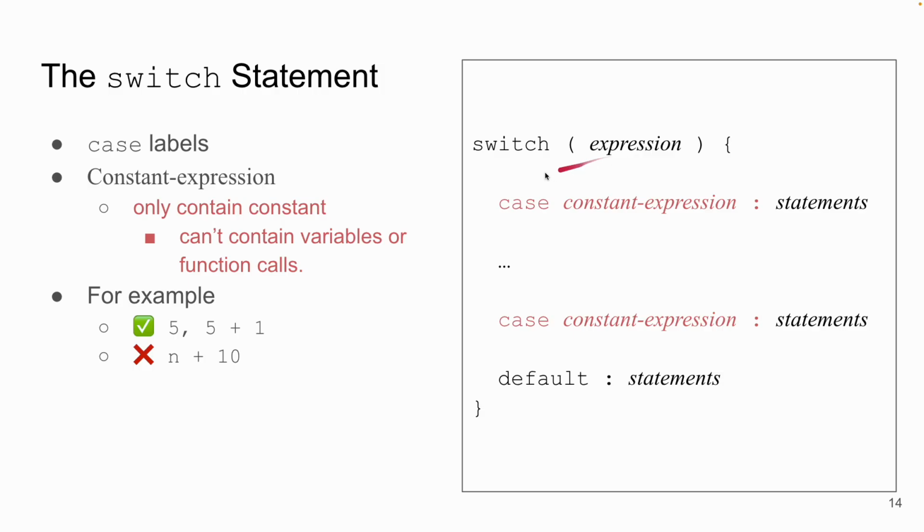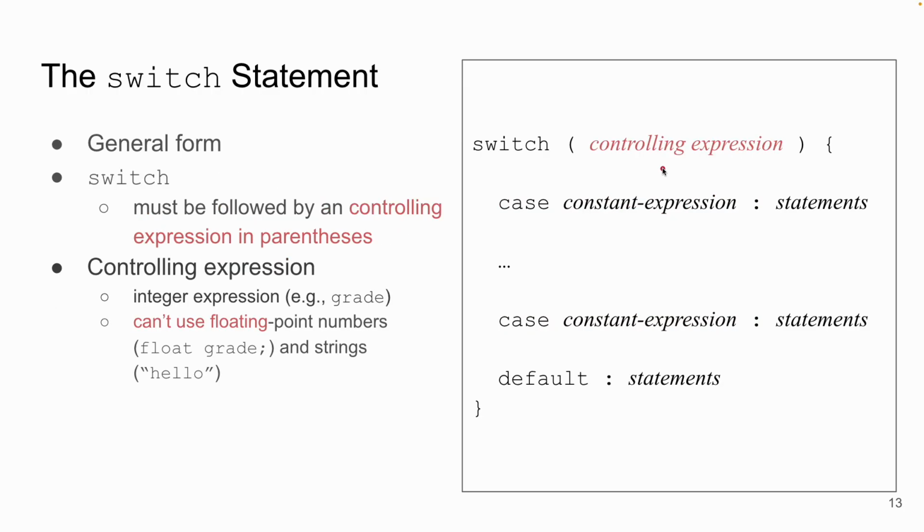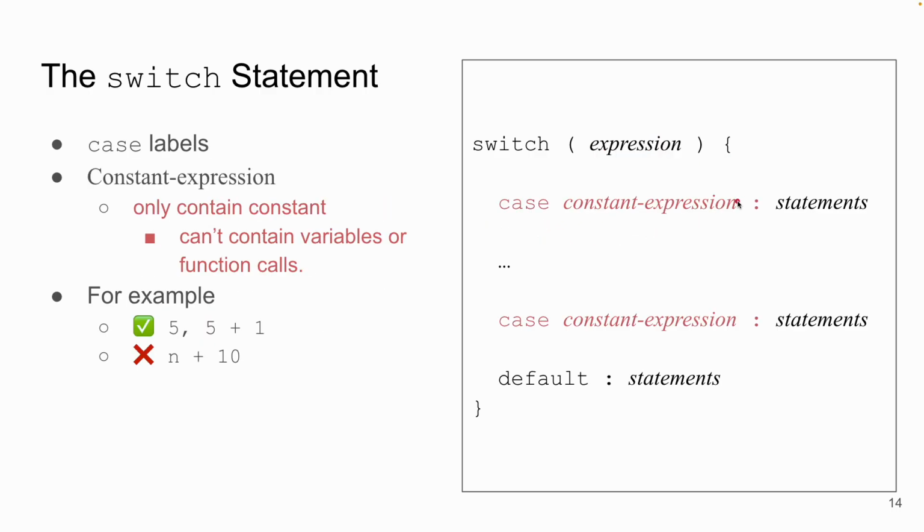Then after checking the switch and the controlling expression, let's go inside the switch statement. We have the curly braces here, right? Inside the curly braces are the case statements. In the case statement, we need to write down CASE here, and after the case, we need to write down a constant expression. A constant expression means that it can only contain constants. So we cannot add variables.